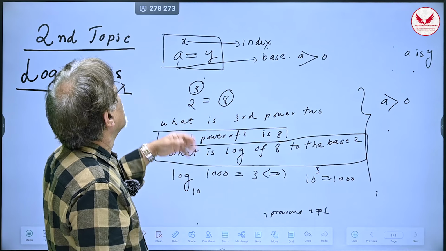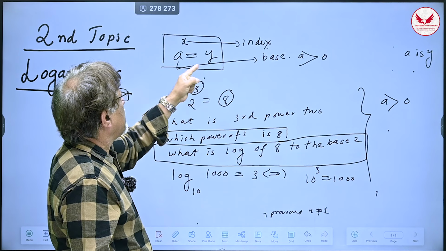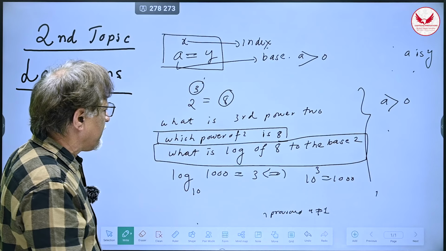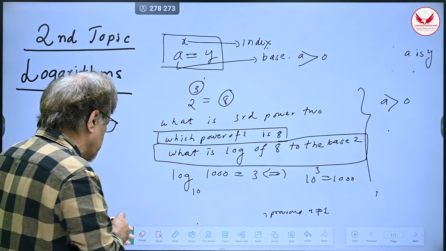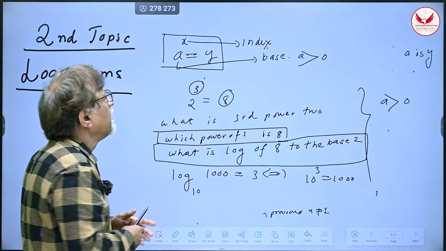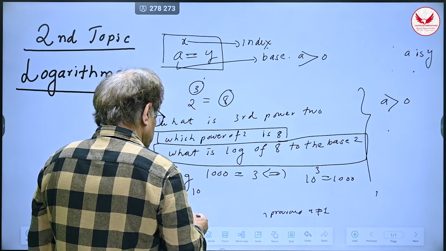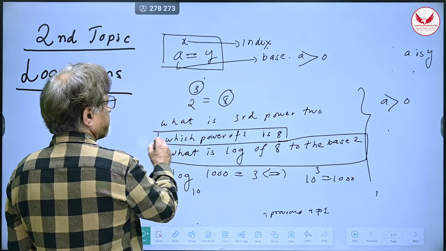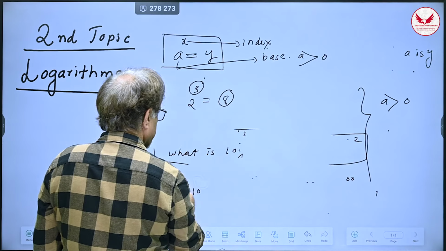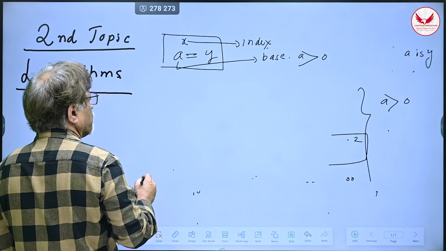So I want to find out what is the power of a. Which power of a is y? Right? So that is what? This is exactly the opposite or inverse operation of indices. Okay. So if I want to generalize this, then, for example, I will give some examples and get used to it.